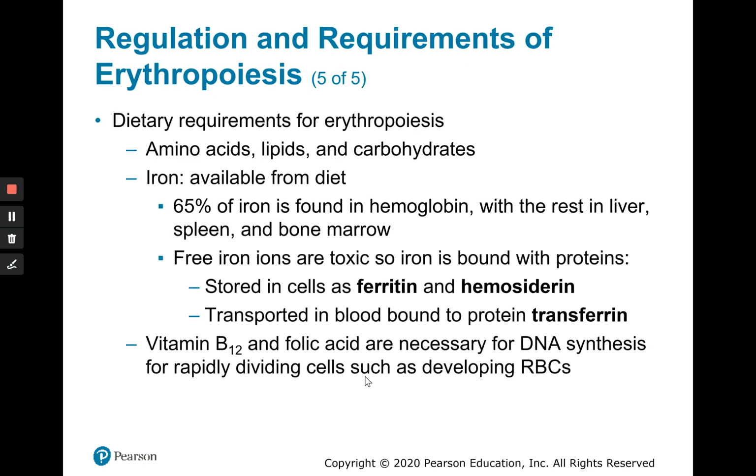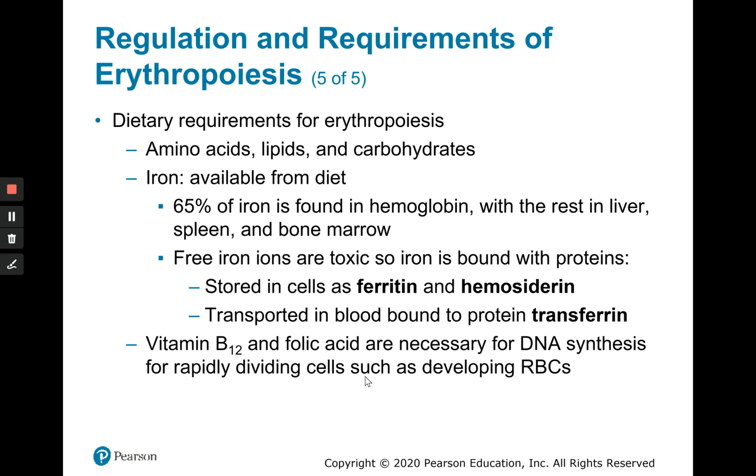The dietary requirements for erythropoiesis include pretty much the stuff to build hemoglobin, things like amino acids to build the globin chains, lipids, carbohydrates, and iron available from the diet, because there is a central iron atom in each heme group. And most of the iron is actually found in hemoglobin. That's kind of where it stays. The rest is stored in the liver, the spleen, and the bone marrow.